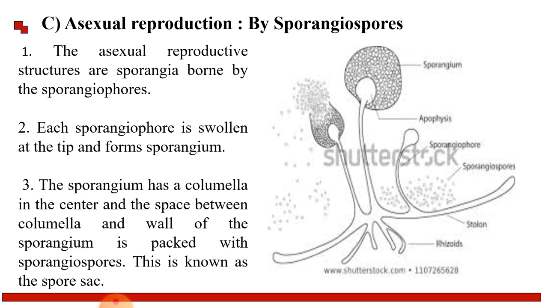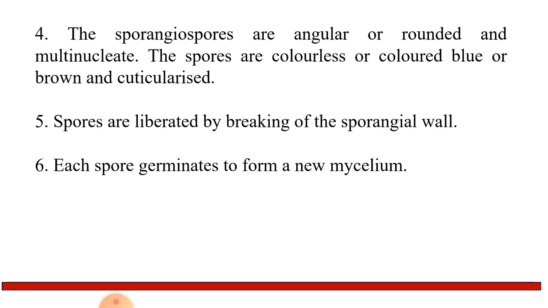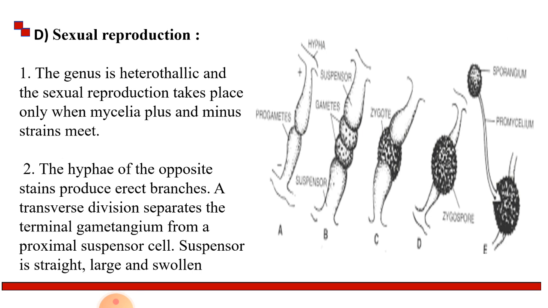The sporangium has a columella in the center, and the space between the columella and the wall of the sporangium is packed with sporangiospores. This is known as spore sac. The sporangiospores are angular or rounded and multinucleate. The spores are colorless or colored blue or brown and cuticularized. Spores are liberated by breaking of the sporangial wall. Each spore germinates to form a new mycelium.